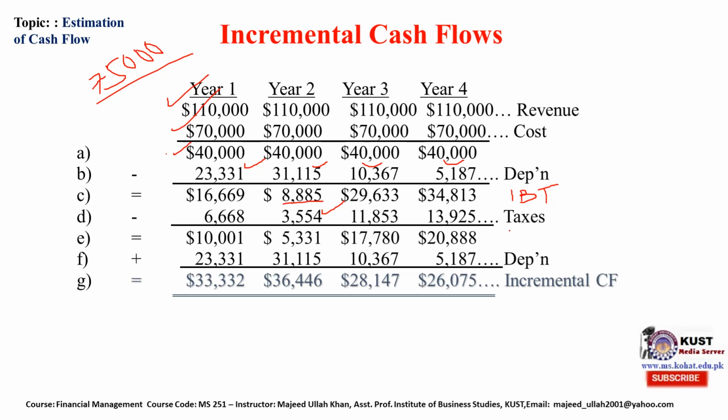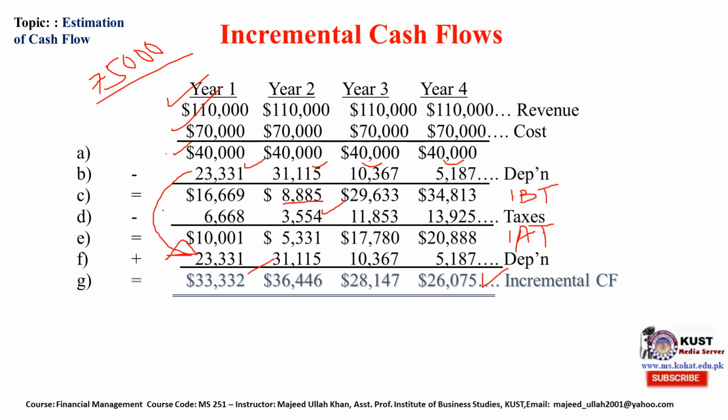Now this is income after taxes. We will add back this depreciation in order to get the cash flow. So 33,000 is the incremental cash flow for the first year, 36,000 for the second year, 28,000 for the third, and 26,075 is the incremental cash flow for the 4th year. This is our incremental cash flow. For cash flow, we will add back the non-cash item.